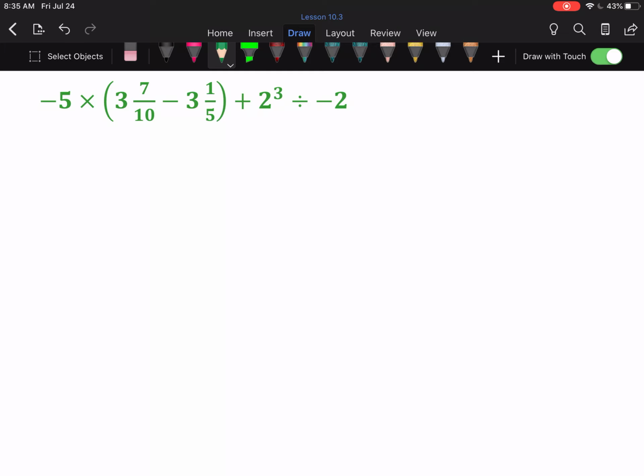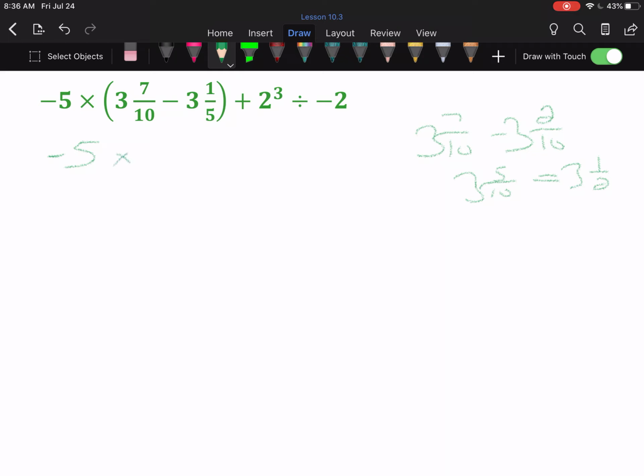Now we have parentheses, exponents, addition, subtraction, multiplication, and division. First up, we have to do what's inside the parentheses. So we have to do 3 and 7 tenths minus 3 and 1/5. Well, 1/5 needs to change to 2 tenths. We need a common denominator to subtract. That's 3 and 5 tenths. 7 minus 2 is 5. So that's really 3.5 when we do what's in the parentheses.